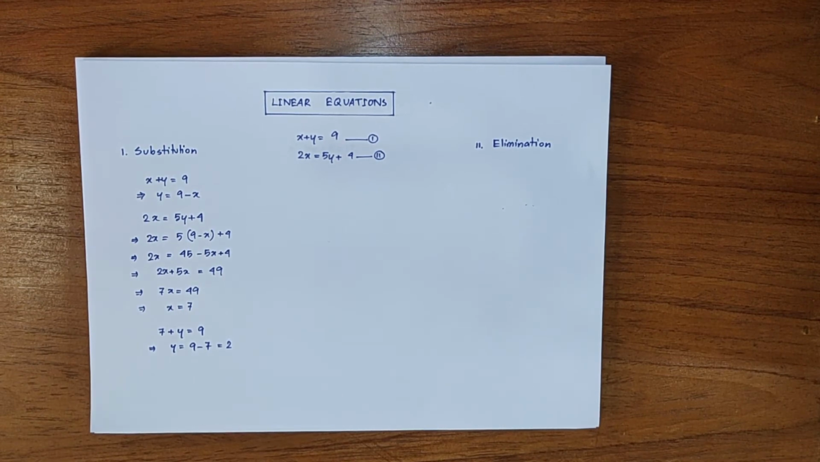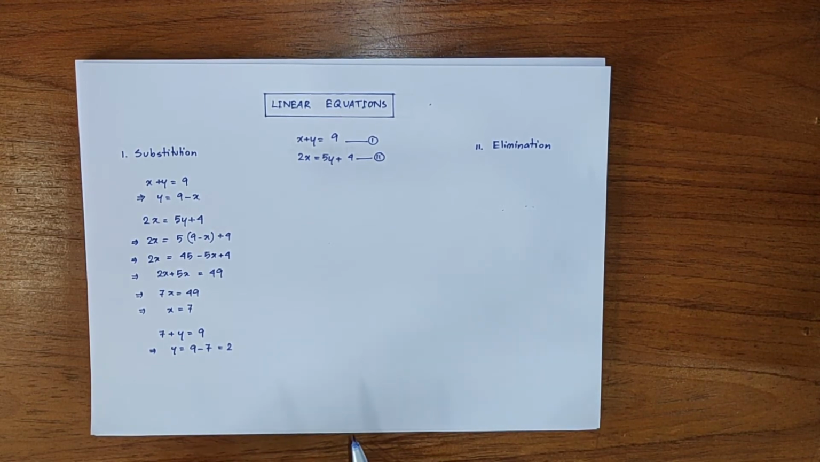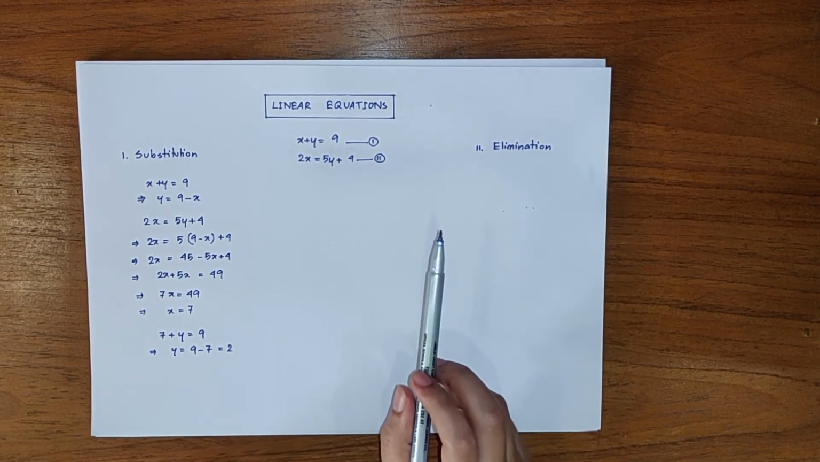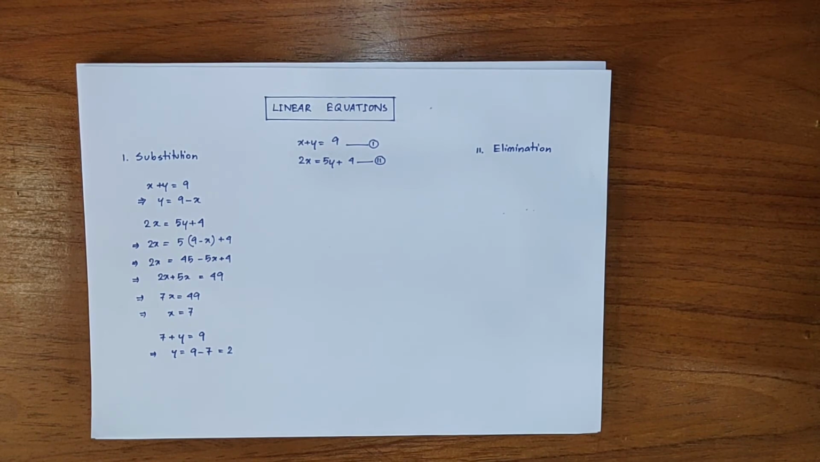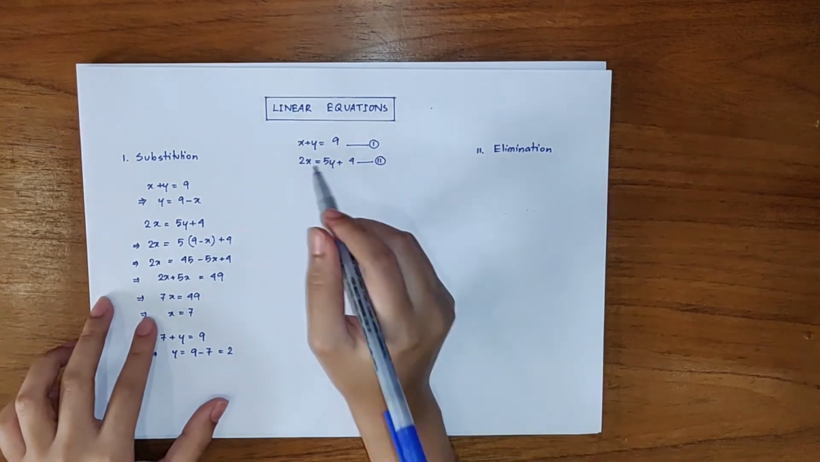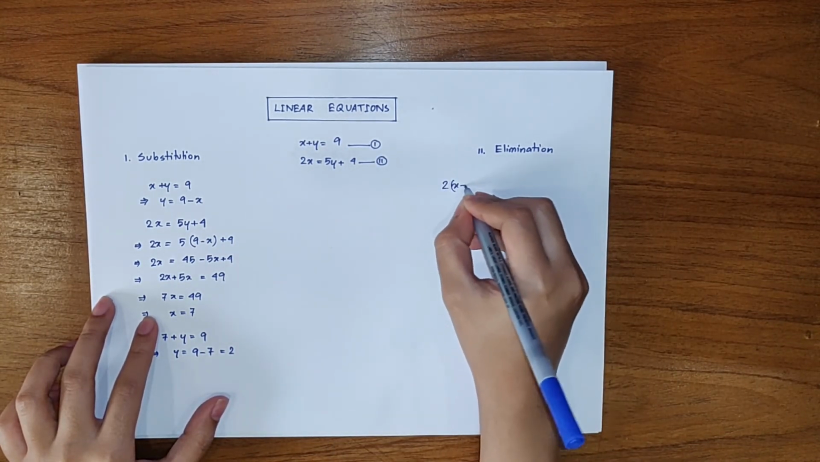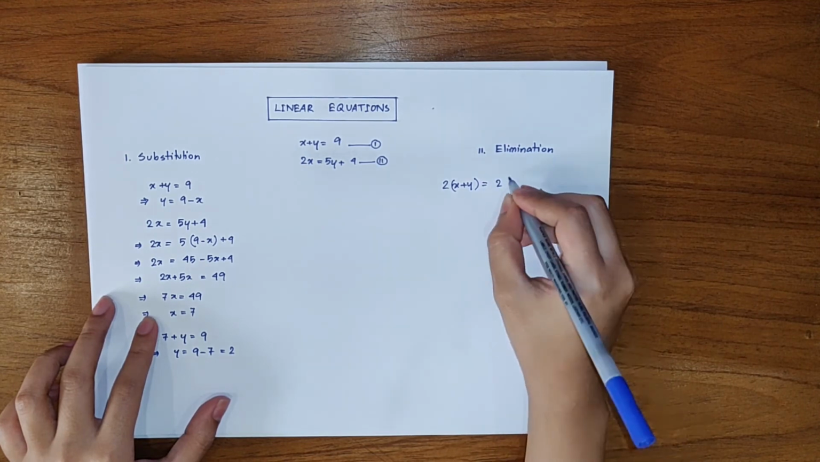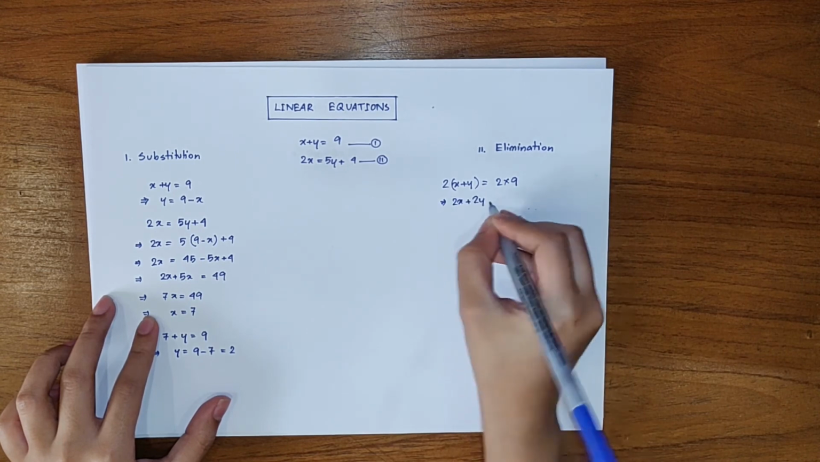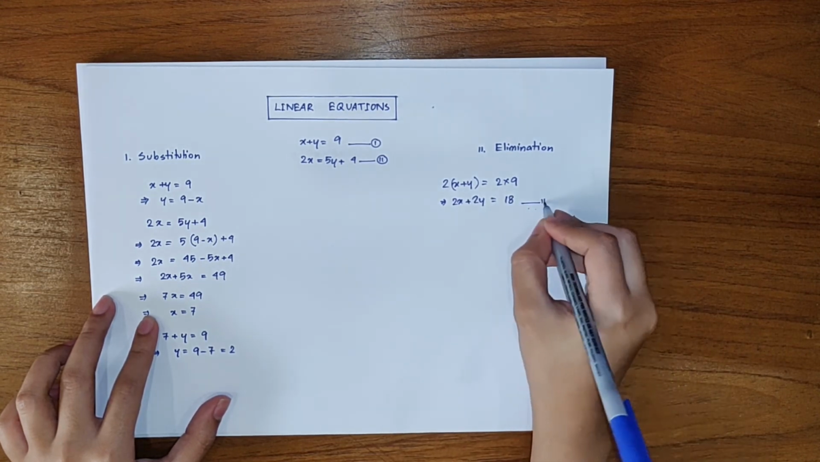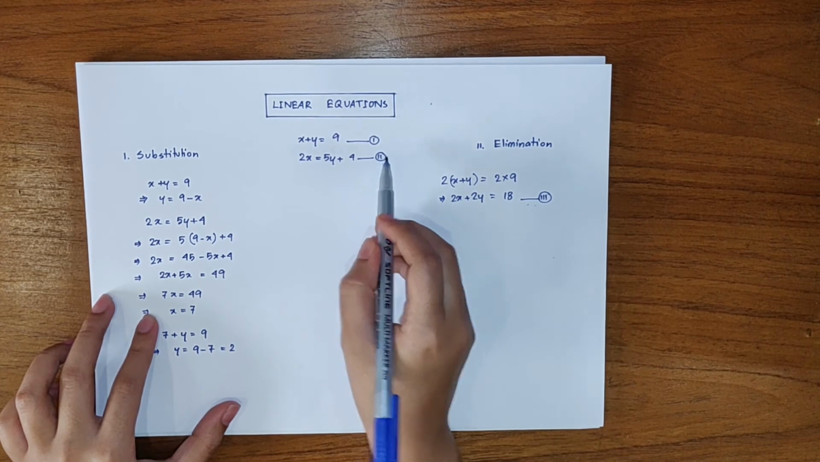In the elimination method, our objective will be to make the coefficients of any one variable the same in both equations. Then we can eliminate the variable by adding two equations together or by subtracting one from another. Now let's say we want to eliminate x first. Let's multiply equation 1 by 2. If we multiply 2 to both sides of equation 1, we get 2x plus 2y equal to 18. Let's say this is equation 3. Now let's subtract equation 2 from equation 3.